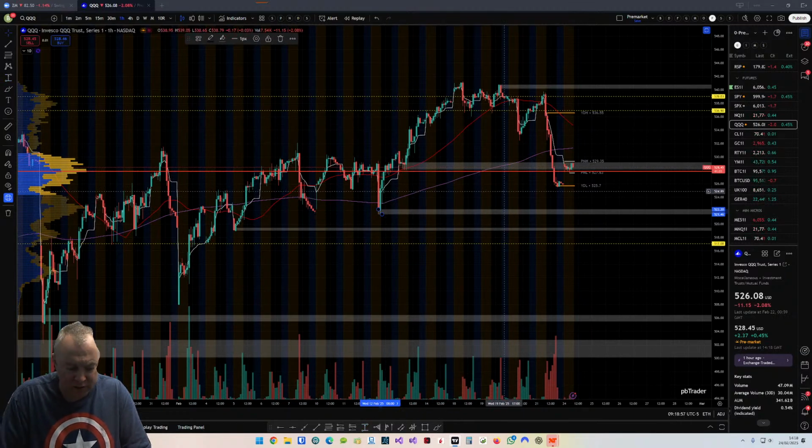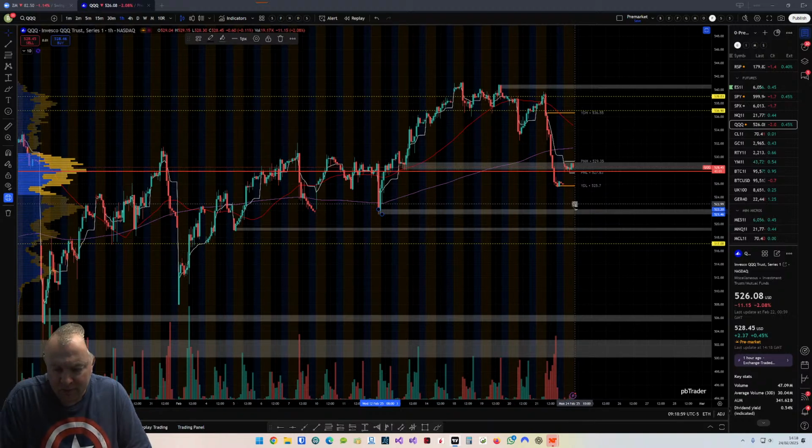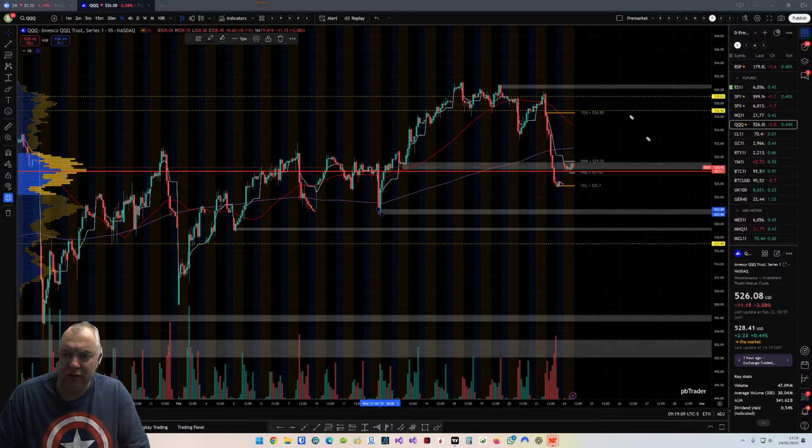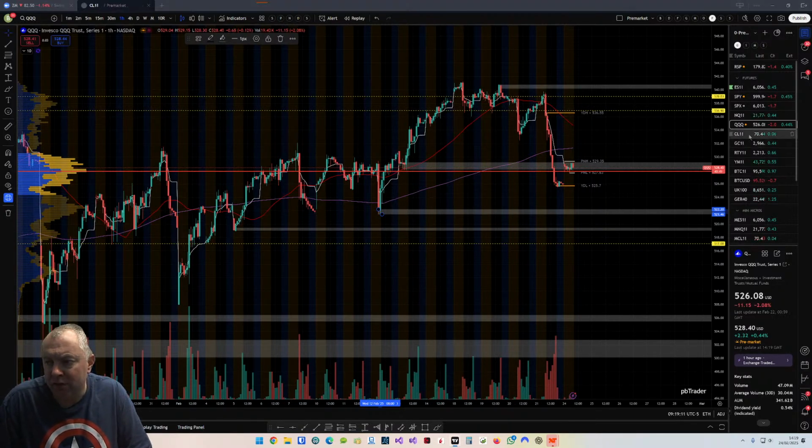Watch that area. I'll go down to the 15 to refine that. Rejection up here, 532 for 534. Otherwise, if we get all the way back up to 539, we can watch that area here for rejection. And that's pretty much the same as the others.